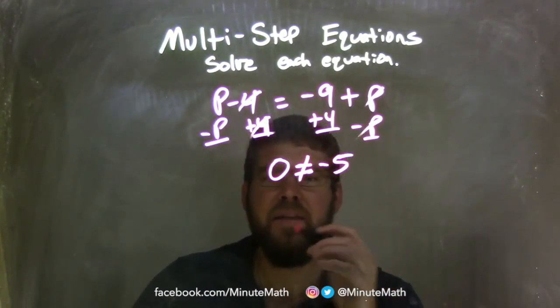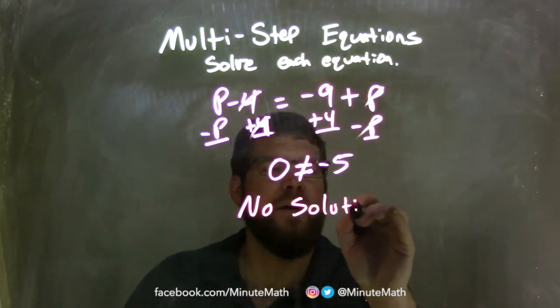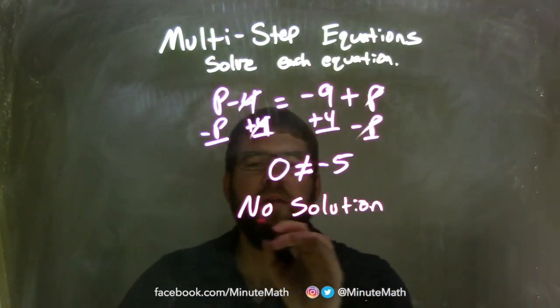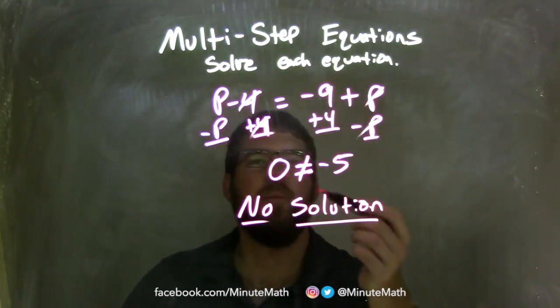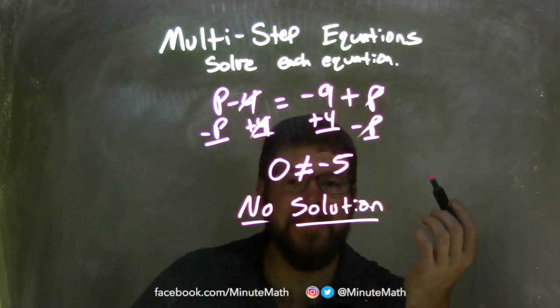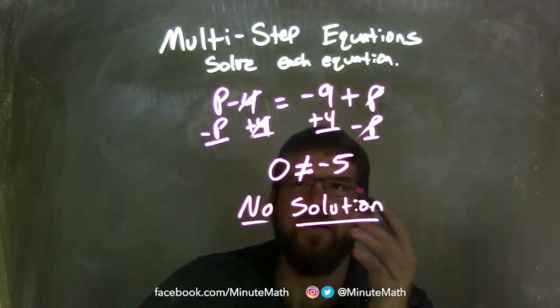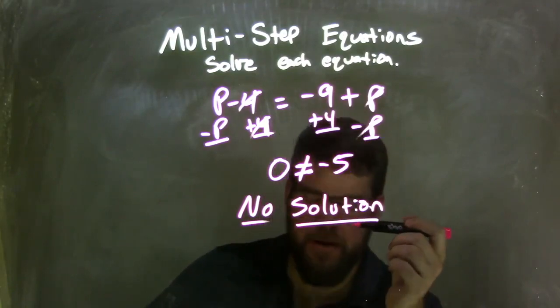This is actually no solution. So our answer here is no solution. Okay? And what that really tells us is that there's no number that we can plug in for the letter p that makes this a true statement. Since it's not a true statement, that means there's no solution that makes it true. No number we can plug in for a letter.